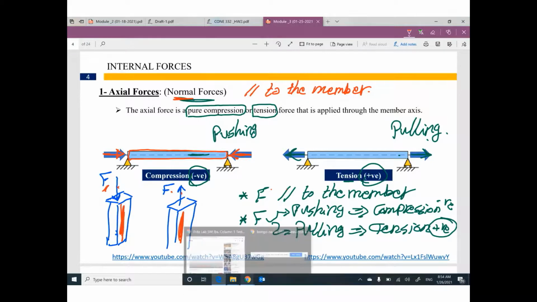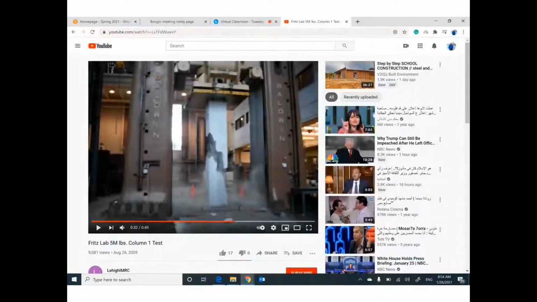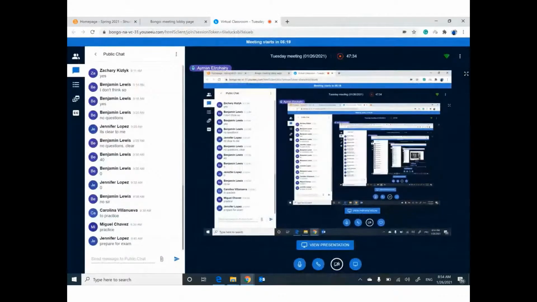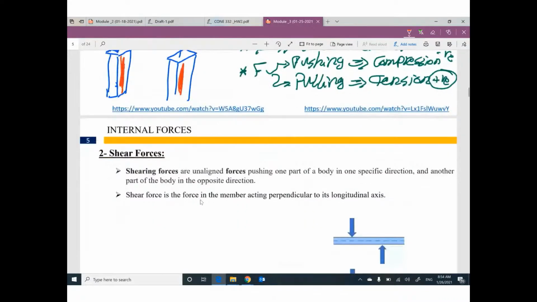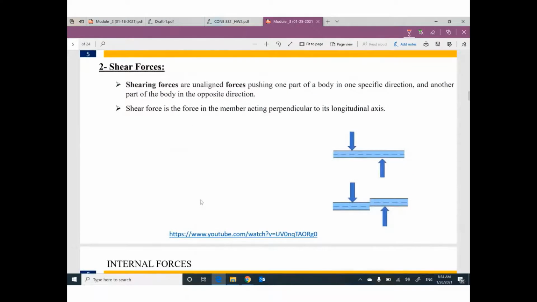Any question? Okay, looks good. The second internal force is called shear force. This one is very important.